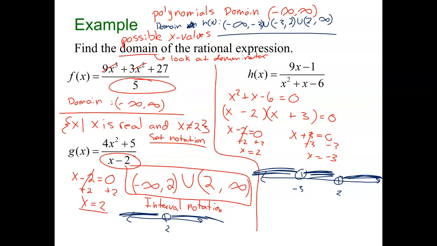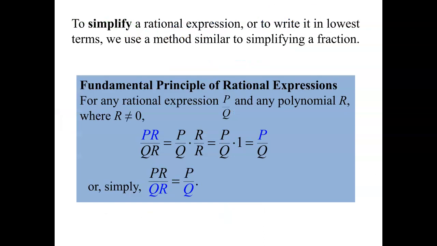For domain. Only for domain. We will use the numerator for other things, but not for domain. Domain, denominator. A little alliteration for you. Now, the rest of what we're going to be doing today is essentially simplifying, or some form of it. It's going to be a lot of simplification.